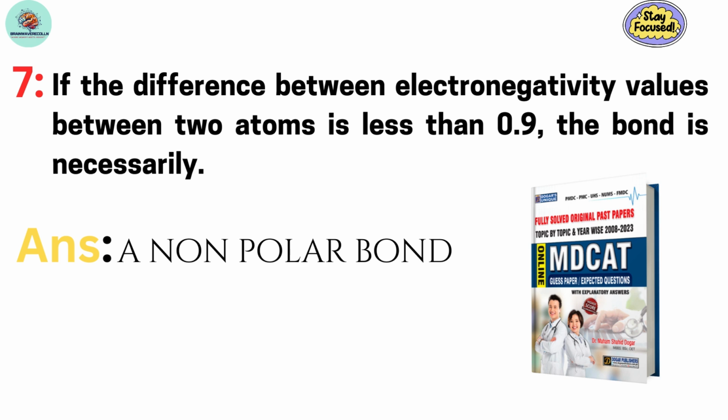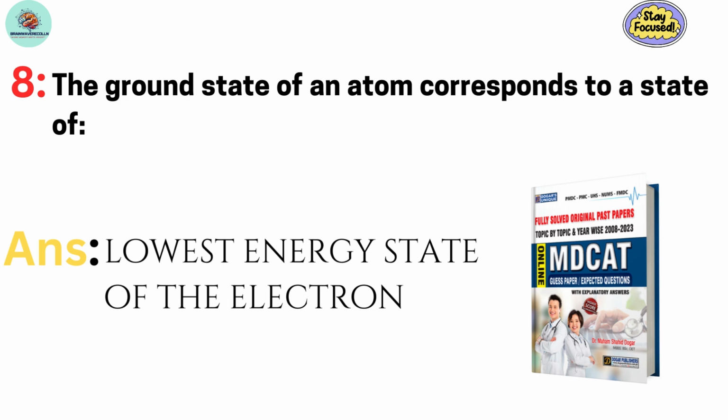If the difference between electronegativity values of two atoms is less than 0.9, the bond is necessarily? Answer: a non-polar bond. The ground state of an atom corresponds to a state of? Answer: lowest energy state of the electron.